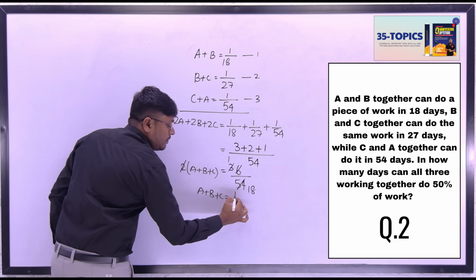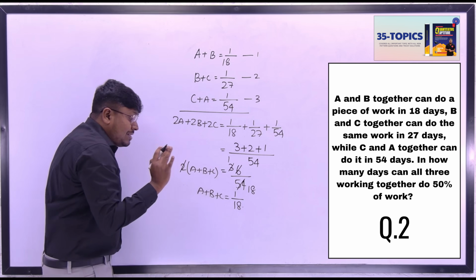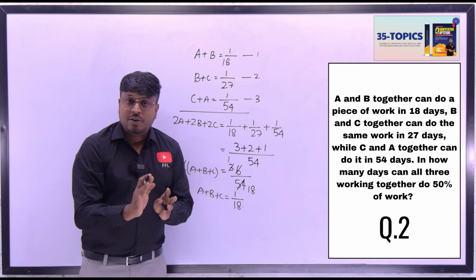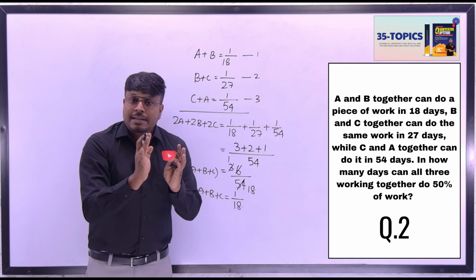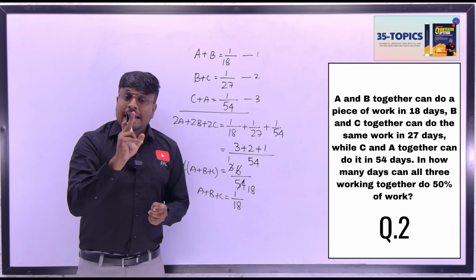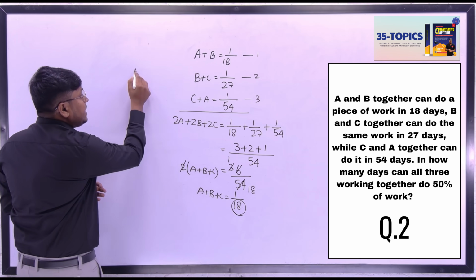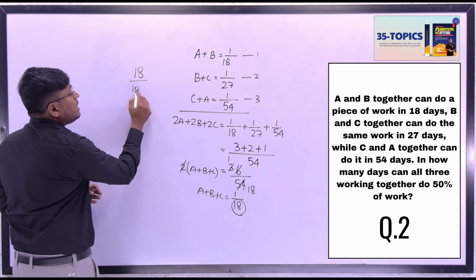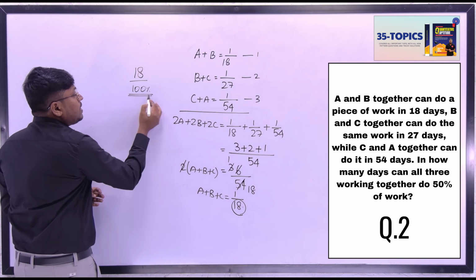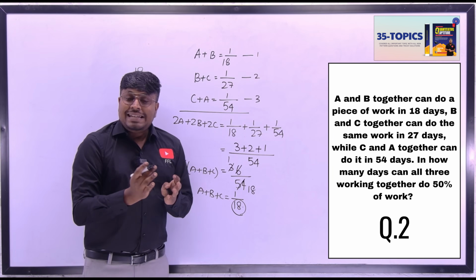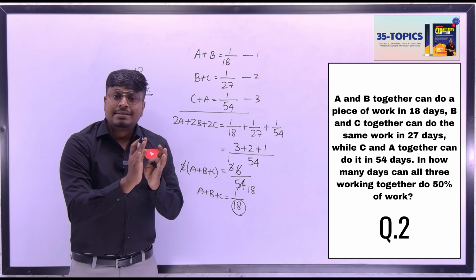8 threes are 24. Now check the final answer we got: if all three are working together, they take 18 days to complete the work. Yes or no? They take 18 days to complete the work, which is 100% of the work. So the total work, they took 18 days to complete it. But what is our answer?